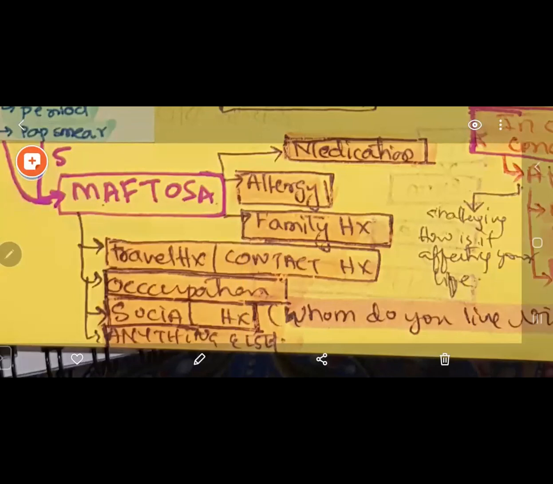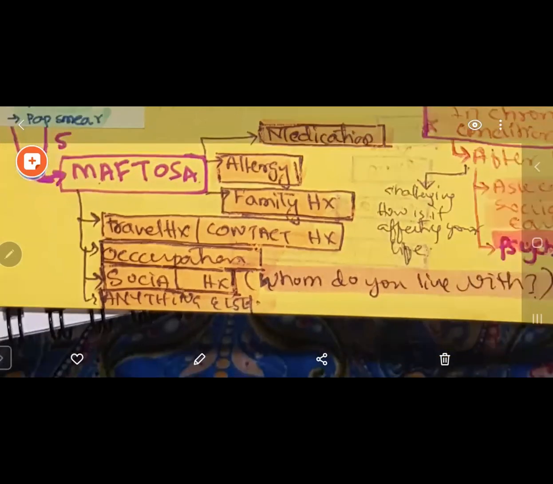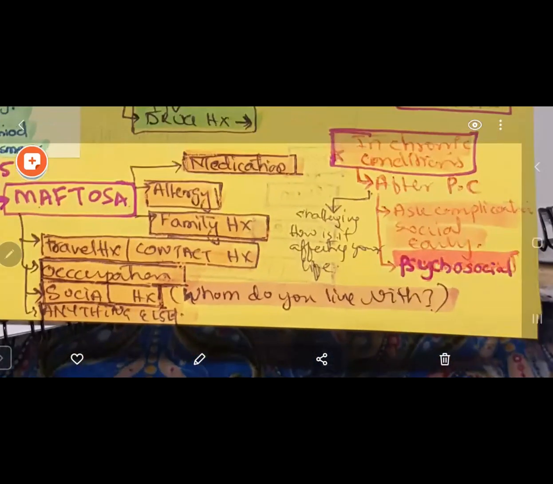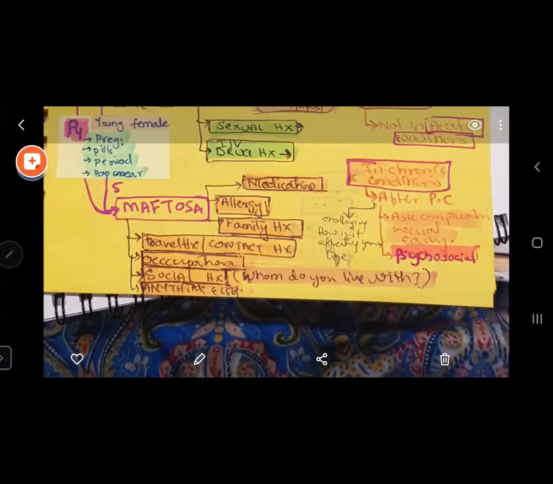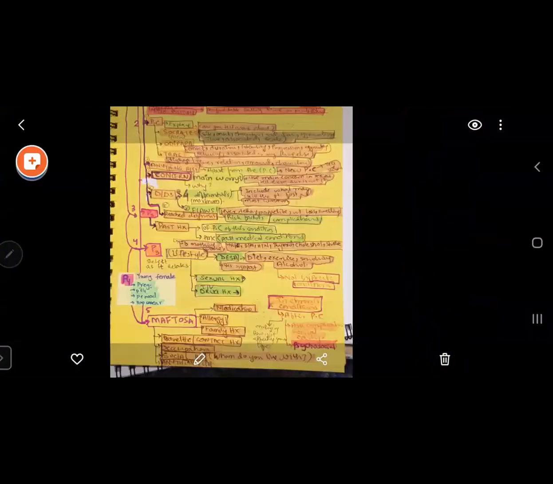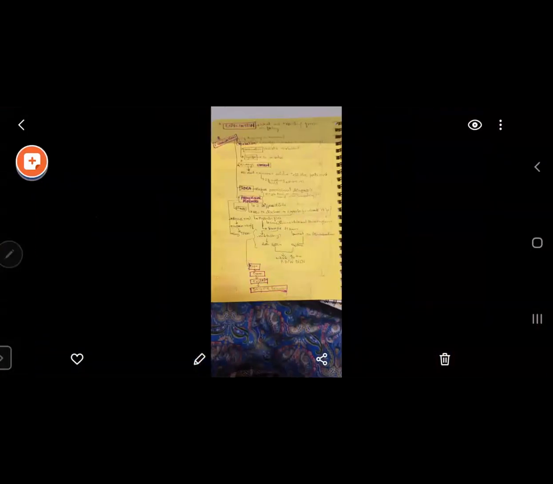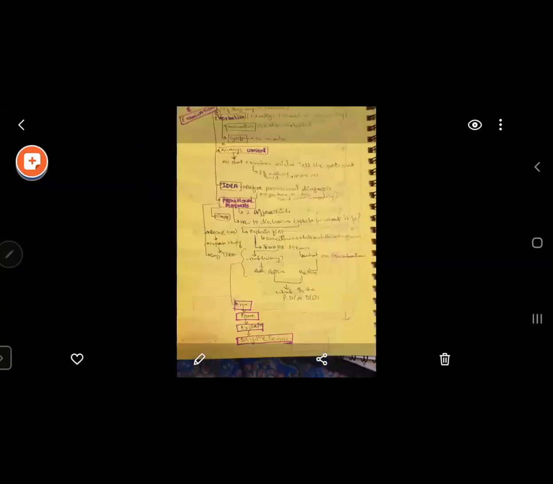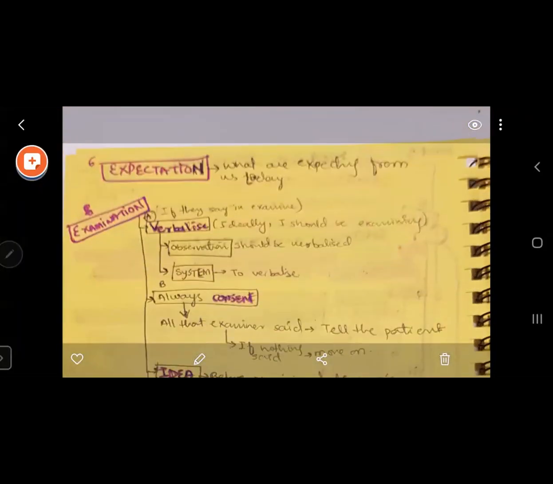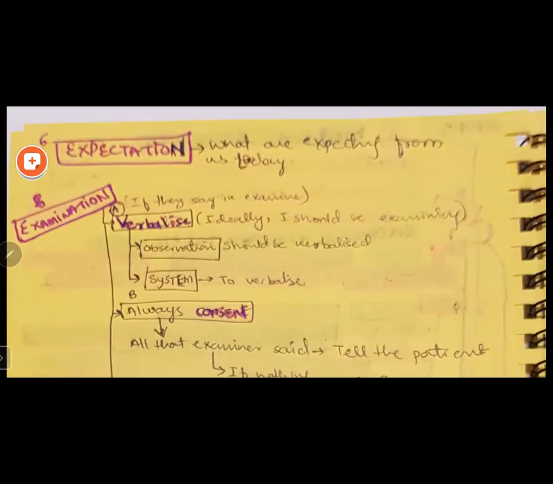So medication, allergy, family history, travel history, occupation, social history. Then at the end, we're always going to end with, again, an open question. Is there anything else you want to add to what we've already done, right? So this is really, really important. Absolutely important to be asking about the psychosocial thingy in chronic conditions, right? Then at the end, before we are going to manage them, please ask about the expectation.